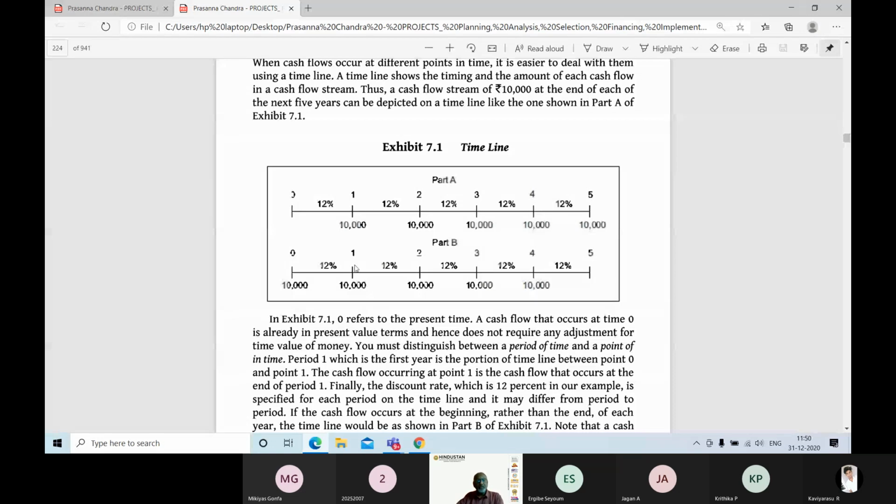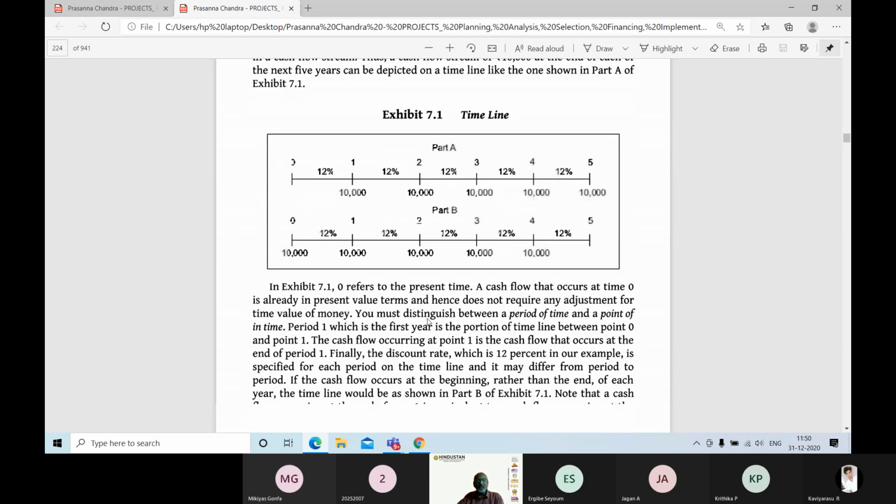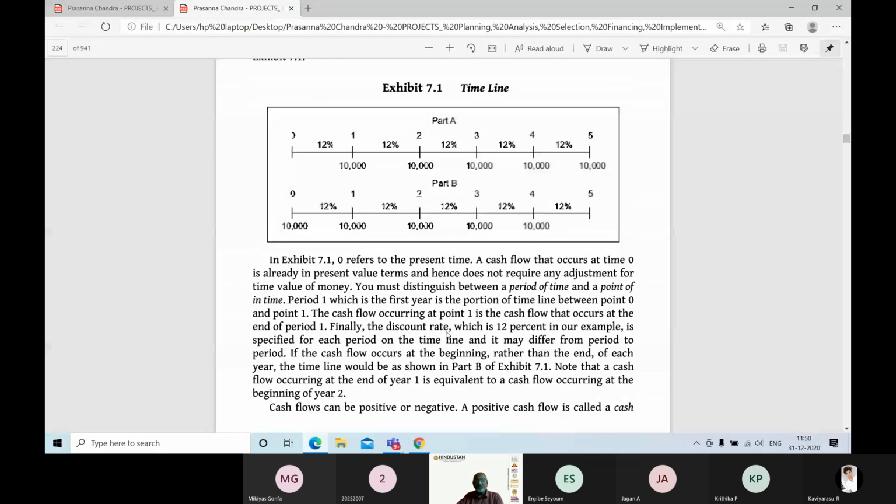So this is point 0, the starting point, where they have to invest, and the interest will accumulate. Then this is the end of the period and the start of the next one. That is the notation here. So finally, you see that the discount rate, which is 12% in our example, is specified for each period on the timeline, and it may differ from period to period.